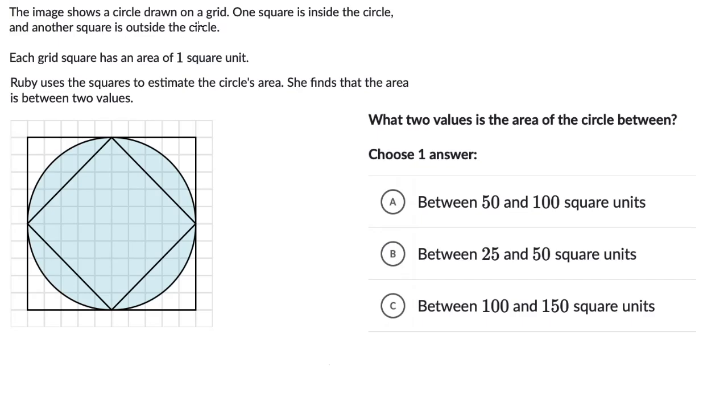The image shows a circle drawn on a grid. One square is inside the circle and another square is outside the circle. We can see all of that. Each square grid has an area of 1 square unit, so that's each of these little squares there.